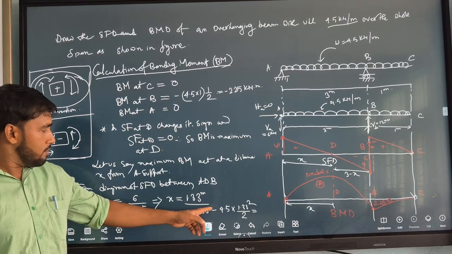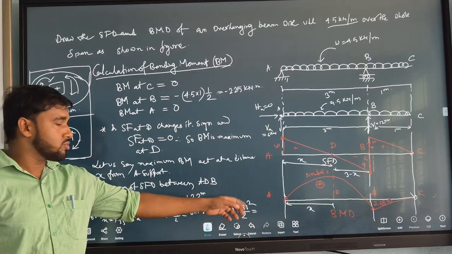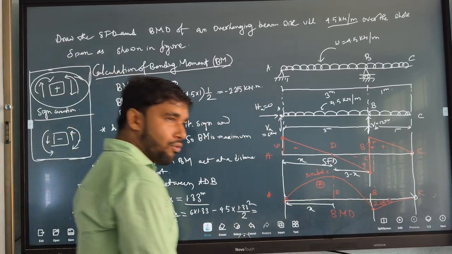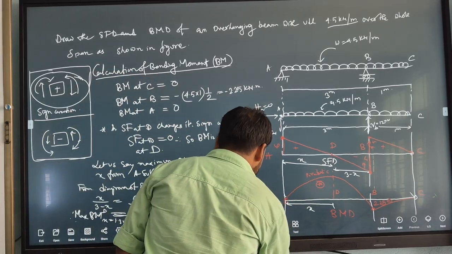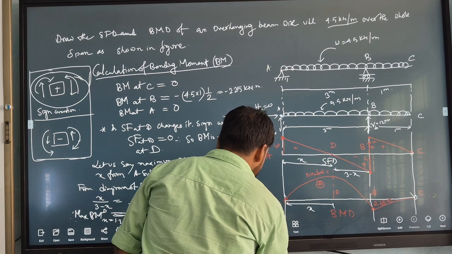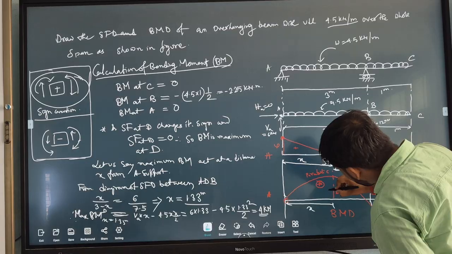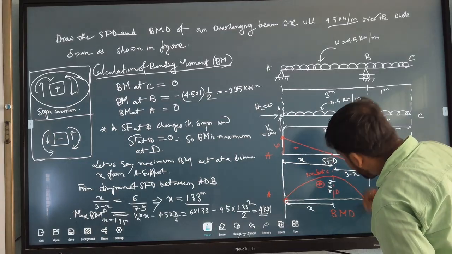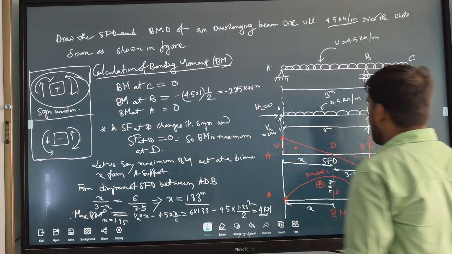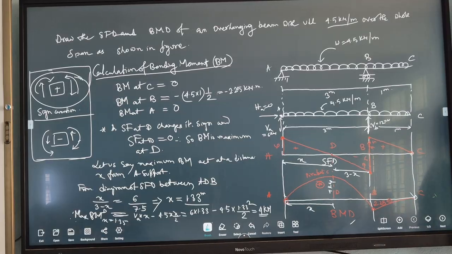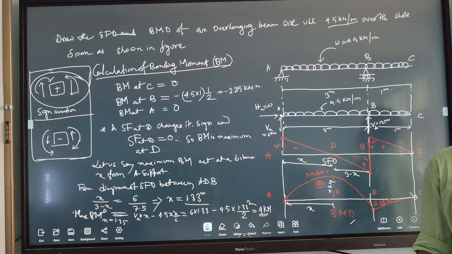6 into 1.33 minus 4.5 into 1.33 square by 2. How much? 4 kilonewton-meter. This value is your 4 kilonewton-meter. This is the moment diagram. Does anyone have any questions?